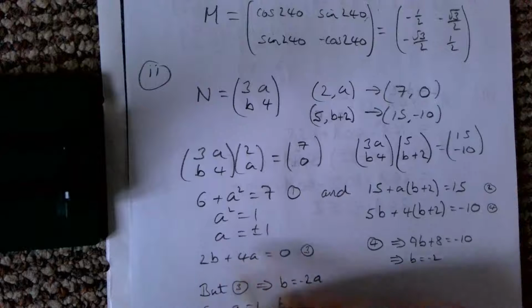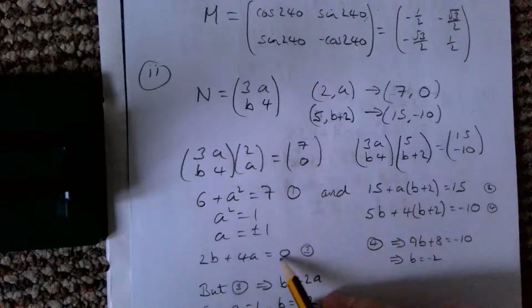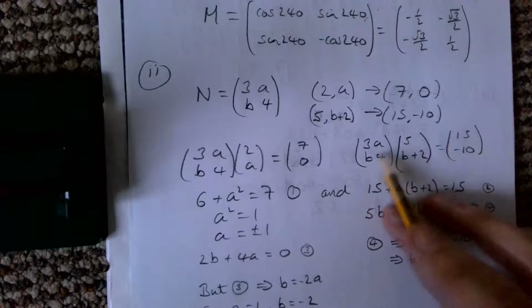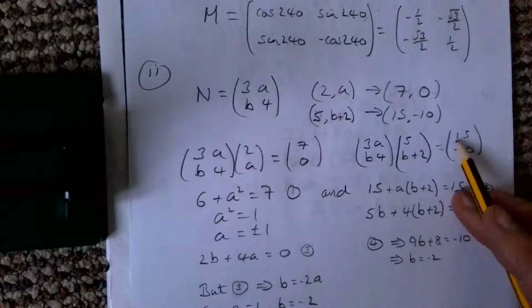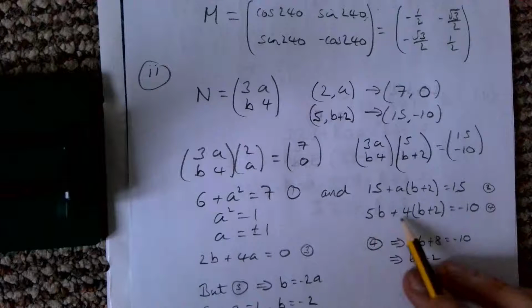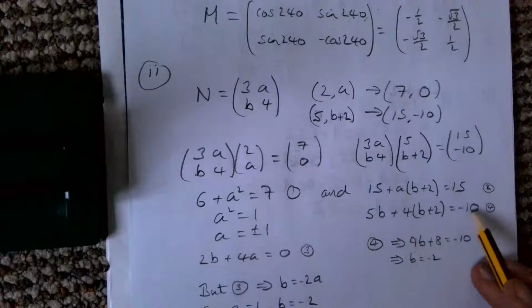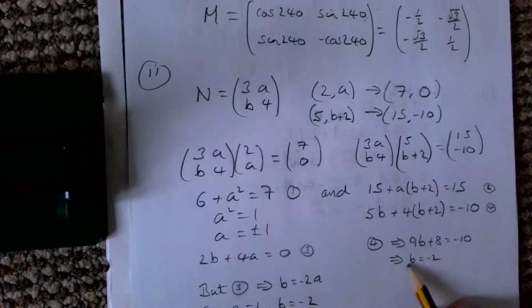For then this second wee bit here, then 2 times b plus 4 times a equals 0. Over on this side here, we're going to have 15 plus a upon b plus 2 equals 15. And then we have 5b plus 4 upon b plus 2 equals minus 10. This one here just has b's in it, so if we tidy this up, we end up with 9b plus 8 gives us minus 10. That gives us a value then of b equals minus 2.